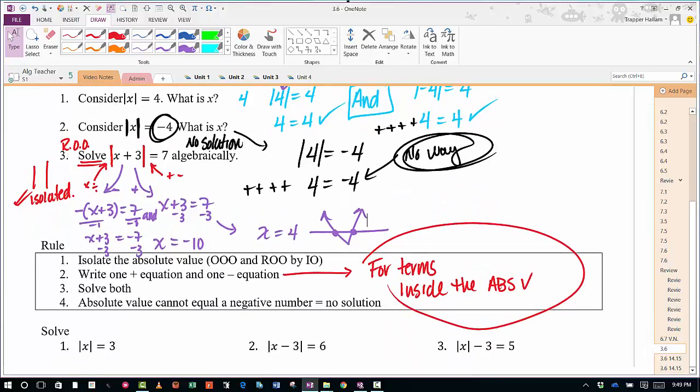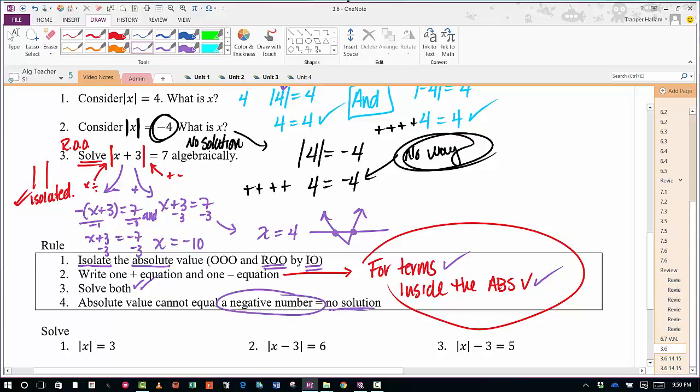So let's talk about a rule. The first part that we have to do is isolate the absolute value. Use your standard rules, reverse order of operations, inverse operations that we need to use there. Then when you're done, you're going to write a negative and a positive version of whatever's inside the absolute value. Then you solve both of them. And then when you're done, you have your two solutions. If you happen to find out, when you isolate the absolute value, that it's equal to a negative number, that means no solution. Okay, so that's really the only new thing that you have to pay attention to. I guess there's a couple new things there, not gonna lie.